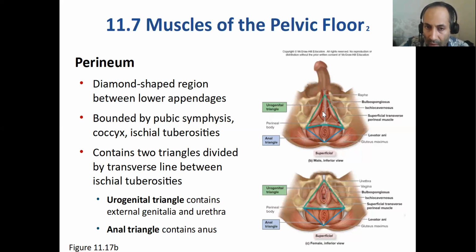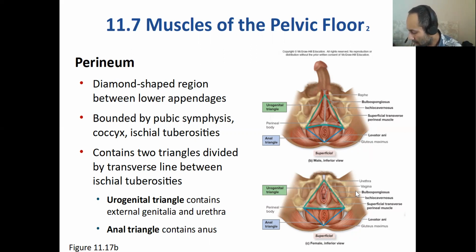So what do you have in the urogenital triangle first? Primarily these two muscles, bulbospongiosus and ischiocavernosus, in both males and females. You see they're very similar, the same muscles are found there in the pelvic region, okay? And then they're supported by these superficial transverse perineal muscles as well. So what is the function of these two muscles?